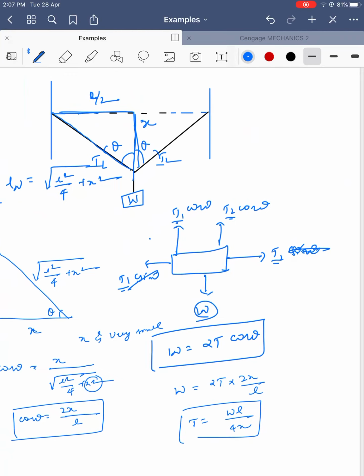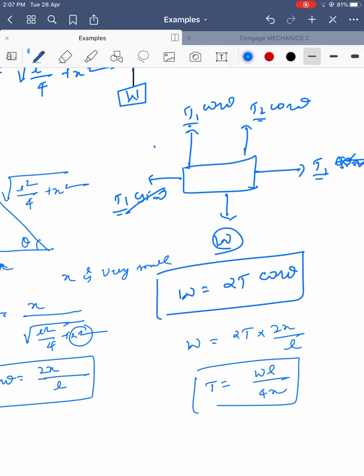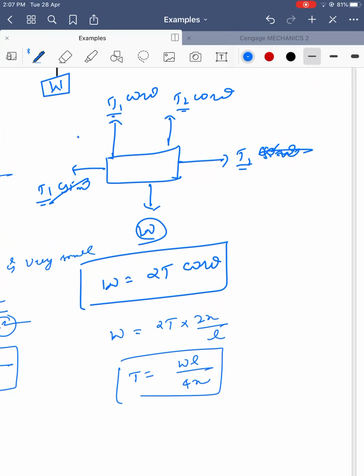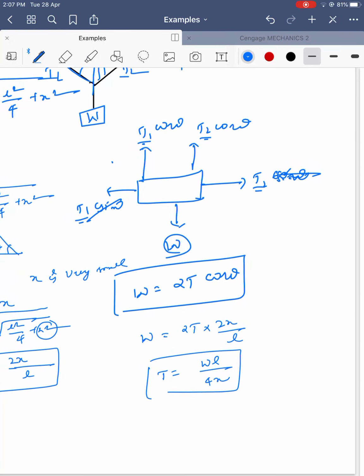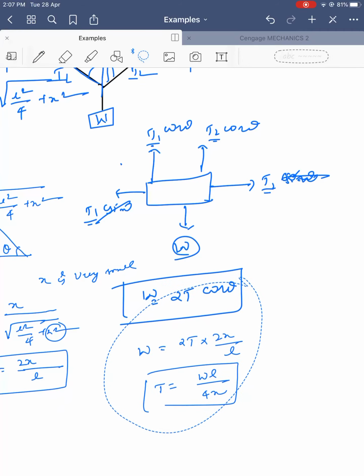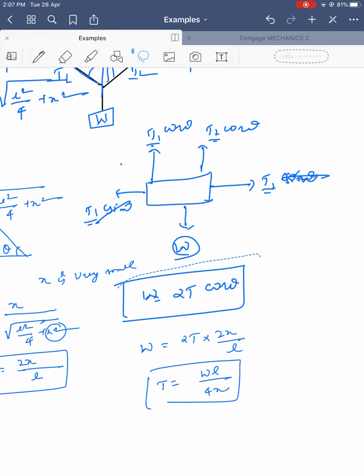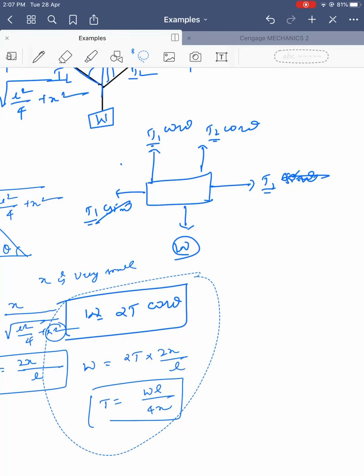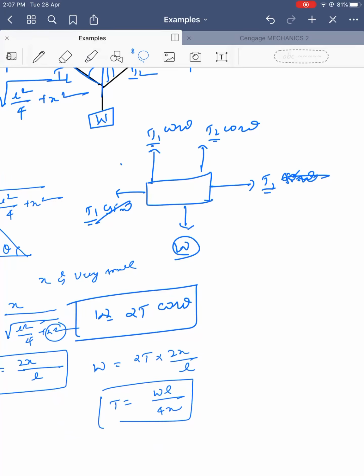We got the T value here, and then what are we supposed to do next? After getting this tension, let's calculate the elongation. Young's modulus is given. I'm moving a little bit aside because I'm not getting space.